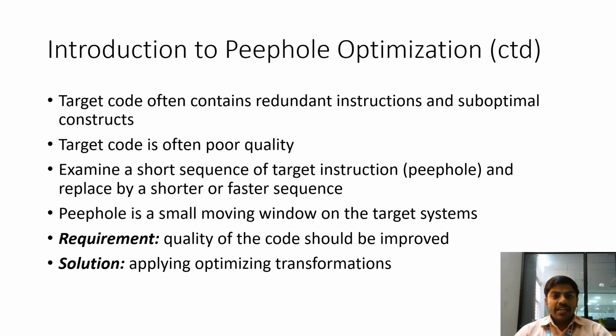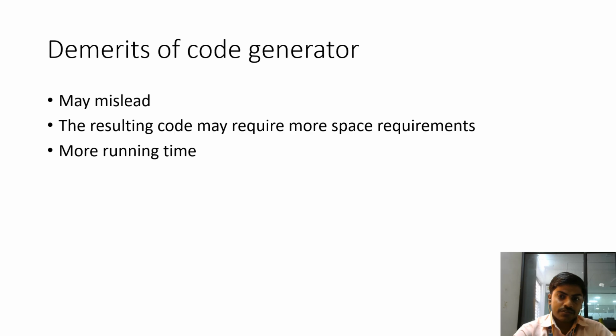We try to examine a short sequence of target instructions, which we call Peephole, and try to replace it by another shorter or faster sequence of instructions, which helps the target code be optimized. So Peephole is a small moving window on the target system. It is a window by window optimization procedure, and hence Peephole is said to be the shorter sequence so that optimization can be even better. The requirement is that the quality of the code should be improved, and the solution to it is applying better optimizing transformations.